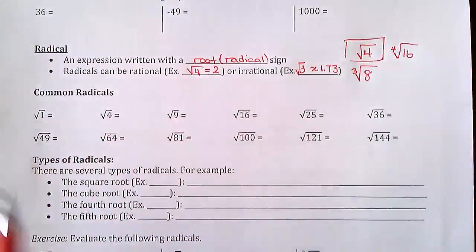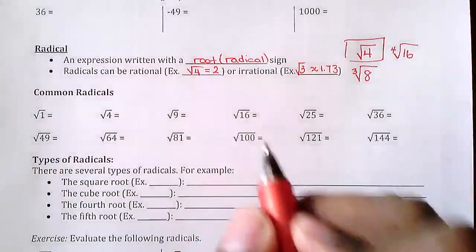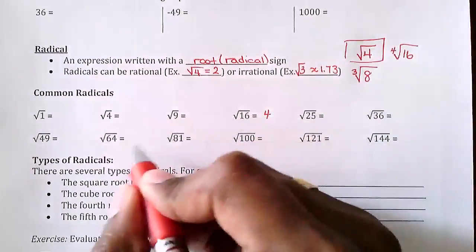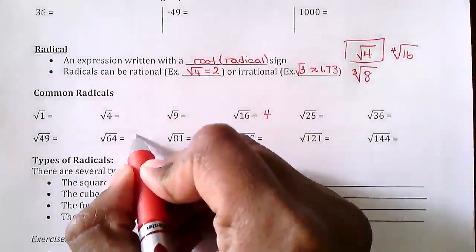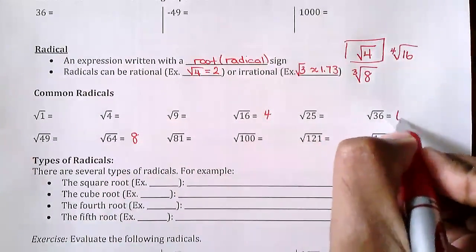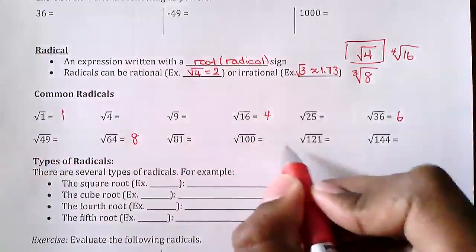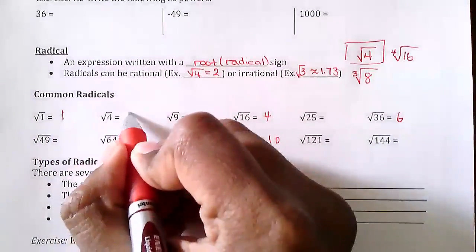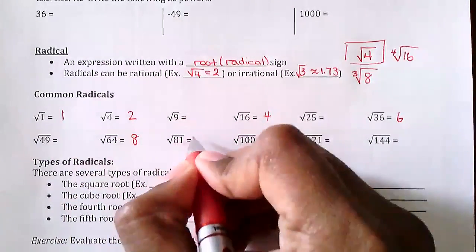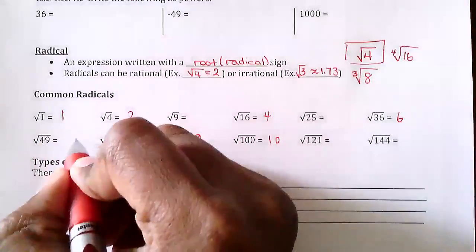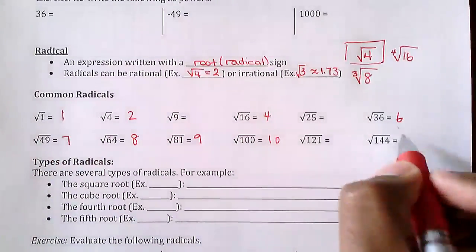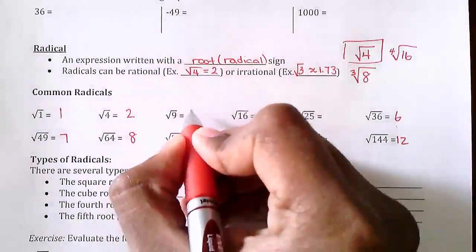So common radicals. These are radicals you should already know. This is called the square root. And essentially, if we were in class, I would have made you do these in random order. So let's do that now. Write root 16. You should have written 4. Root 64, 8. Root 36. Root 1. Root 100. Root 4. Root 81. Root 49. Root 144. Root 9.